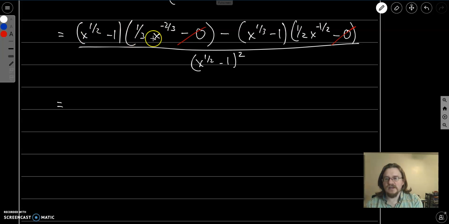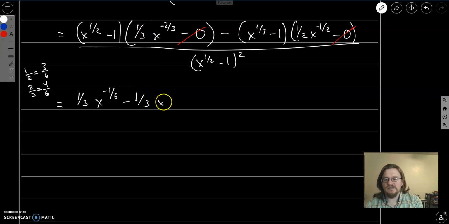So let's take this first guy times this guy. So we'll still have that factor of 1/3. And then 1/2 times minus 2/3. Well, 1/2 is going to be 3/6. And 2/3 is going to be 4/6. So 1/2 minus 2/3 is going to be x to the minus 1/6 power. Okay, we're going to subtract 1 times this guy, so it's going to be 1/3 x to the 2/3 power. And now we're going to subtract this guy over here, so I'm just going to leave that minus sign there.